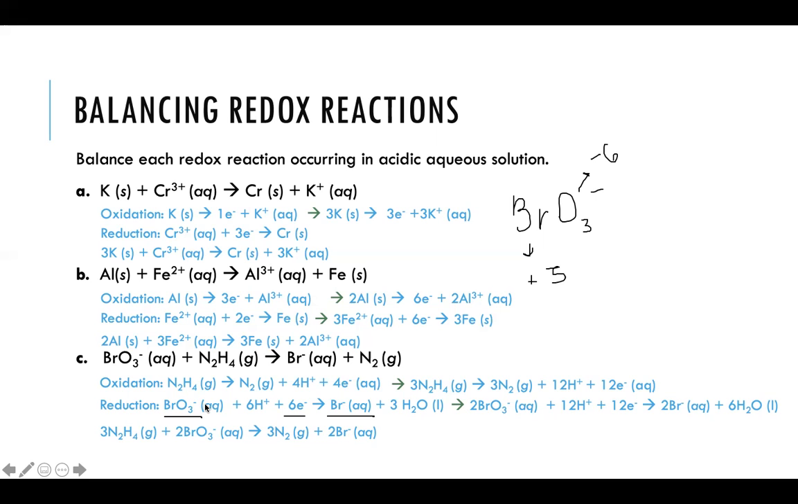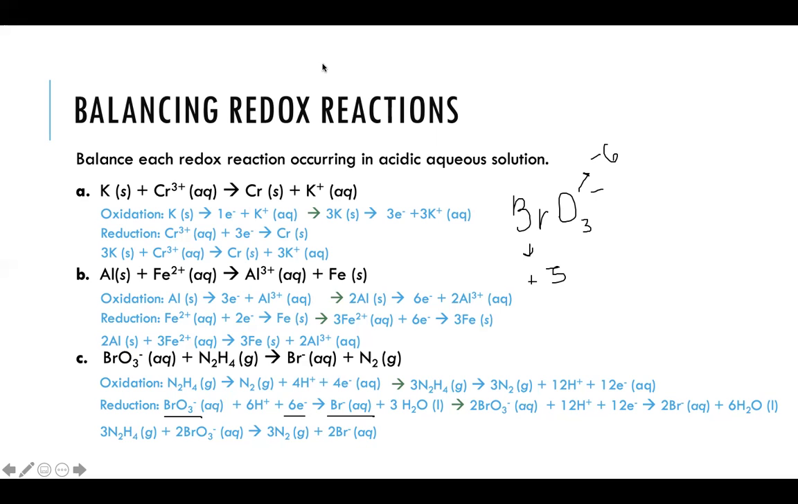You're gaining 6 electrons in order to make it like 0, right? So BrO3 negative had a charge, the Br was carrying a charge of +5, and then Br minus is a charge of -1. So it goes from +5 to -1. And that's why it has the 6 electrons. Does that make sense? Okay, yeah, that makes sense.